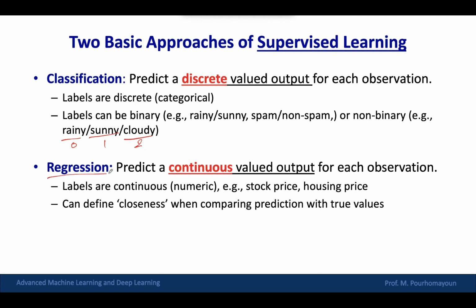However, in regression, you want to predict a continuous valued output for your observation. You want to predict a meaningful number. For example, you want to predict the housing price, which is a continuous number. Or you want to predict the stock market, which has a continuous value, and the value of that is a meaningful number. Okay, so this is important to remember.